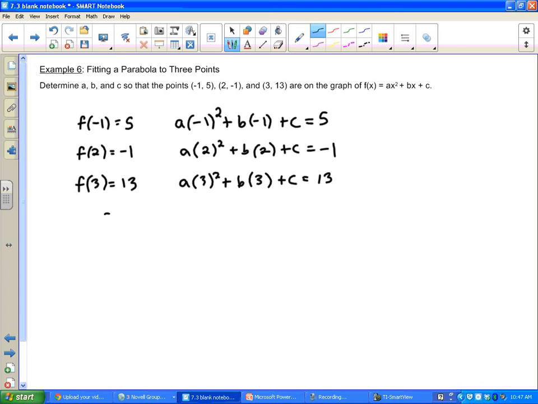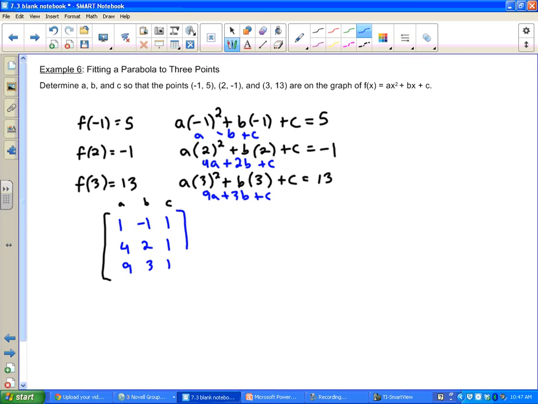So our coefficient matrix, if we have a, b, and c, well, the number in front of a is going to be 1a minus b plus c, right? Because this -1 becomes a positive. So this will be 4a plus 2b plus c. This one's going to be 9a plus 3b plus c. So now that should make it easier to write our coefficients. So 1, -1, 1. 4, 2, 1. 9, 3, 1.